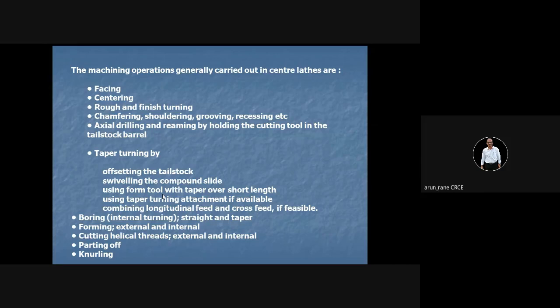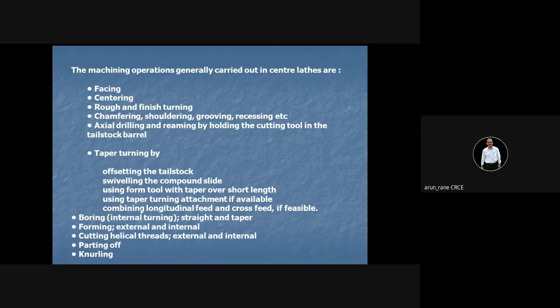So there will be contact. So there will be a lot of forces, and the tool will become blunt or it may not cut properly. So that's why this form tool method is used for cutting tapers only up to a length of 25 to 30 mm. Swiveling the compound slide is restricted to 100 mm length of taper.